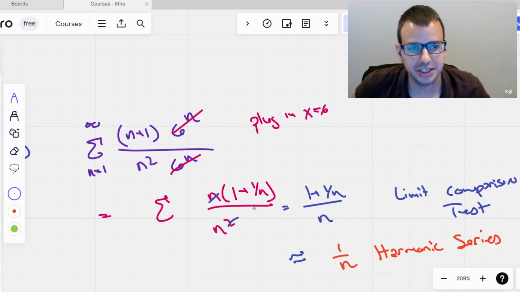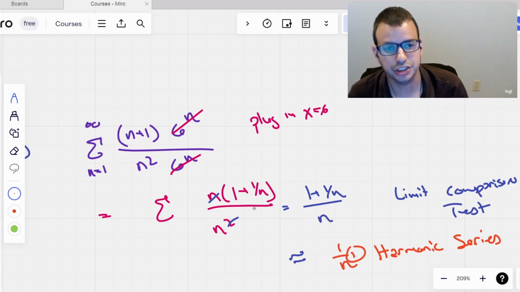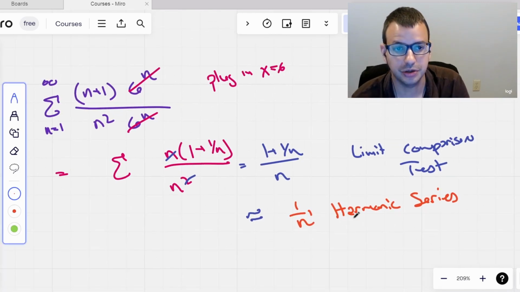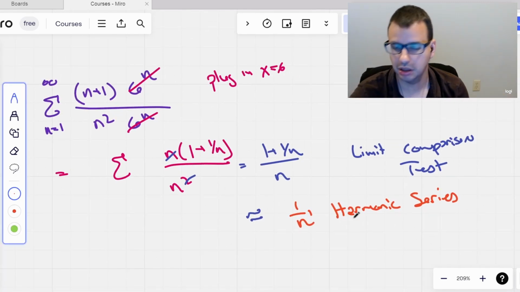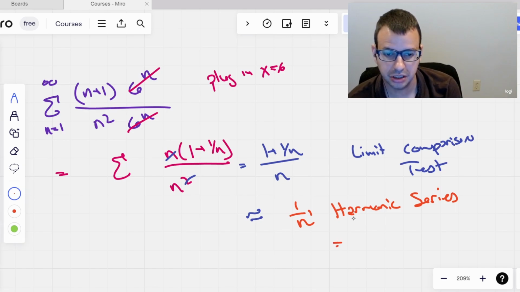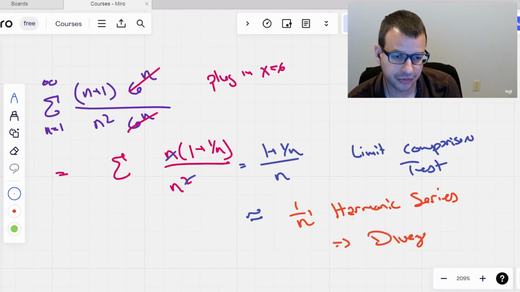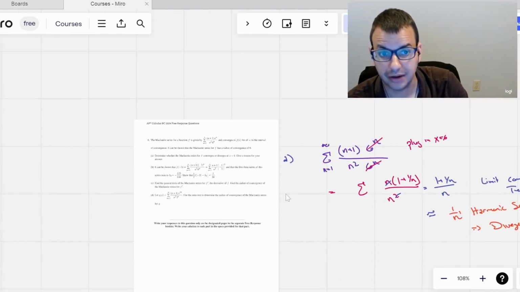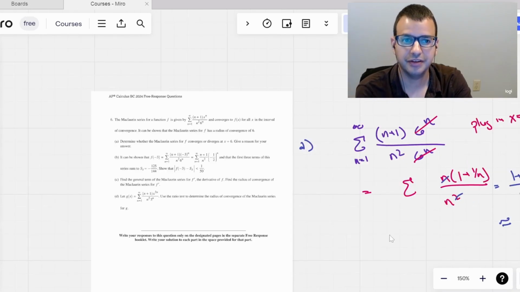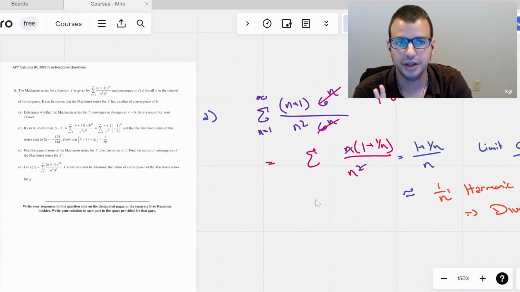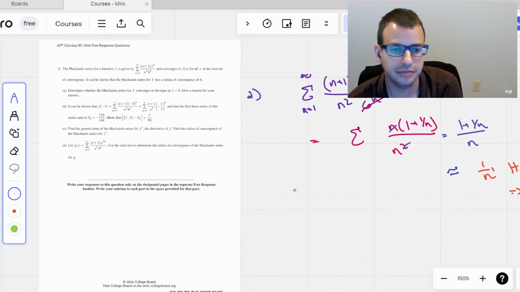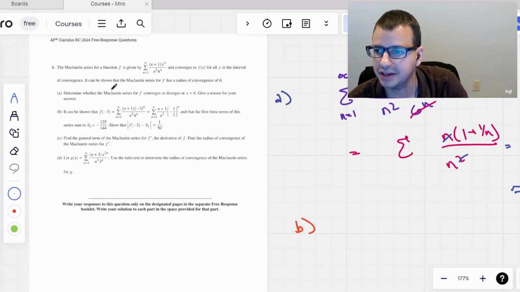And you might have heard of the p-test, where if the power right here is greater than 1, then it converges. If it's equal to or less than 1, then it will diverge. Harmonic series, therefore, diverges at x equals 6. If it's for negative 6 though, it will converge because then you get an alternating series. When it's positive, x equals 6, you do not have that.